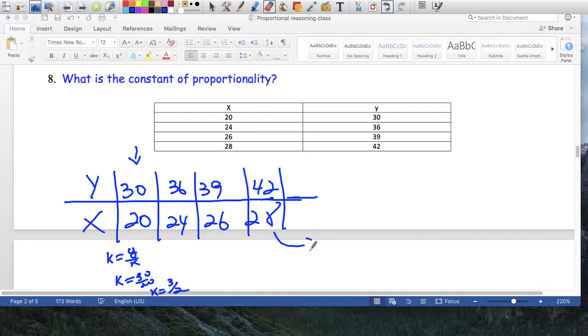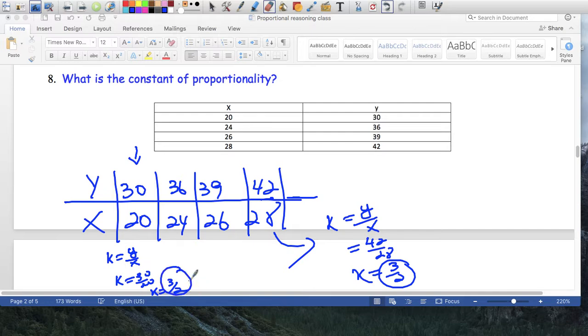I'm just going to pick this last one, just to show you that it didn't matter which one you picked. k equals y over x, which is 42 over 28, and hopefully that's the same thing as 3 over 2. We can divide top and bottom by 14. 42 divided by 14 is 3, and 28 divided by 14 is 2. And you can tell that it's the same.